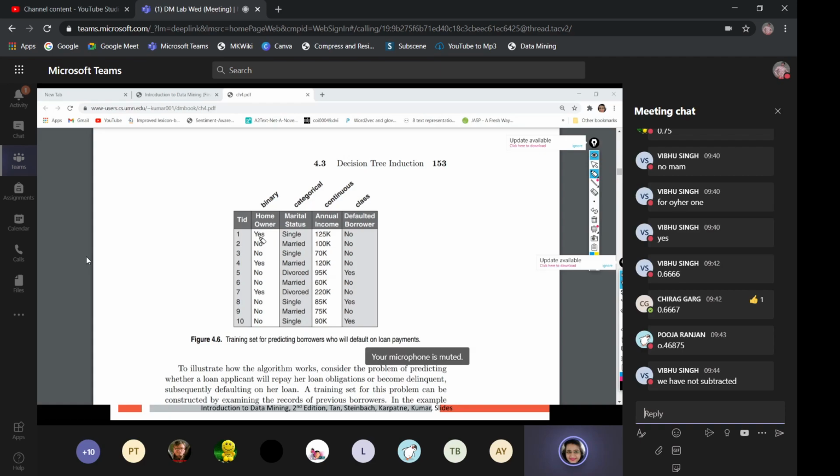So when we are trying to go for homeowner, how many possible values are there? If I want to split on homeowner, you can have either a yes split or a no split. If you have a yes split, how many people are there in the yes split? You have 3 values here and 7 values here. Now in yes, what is the class value? No, no, and no.